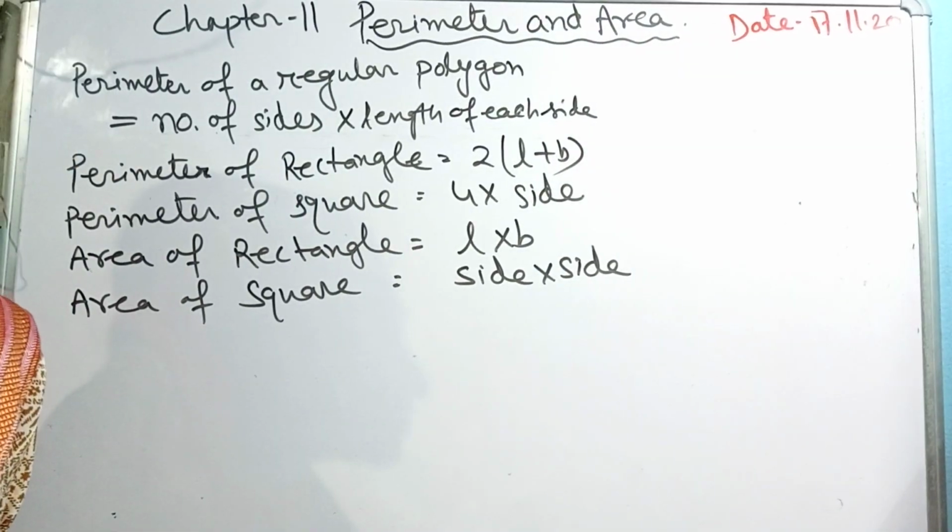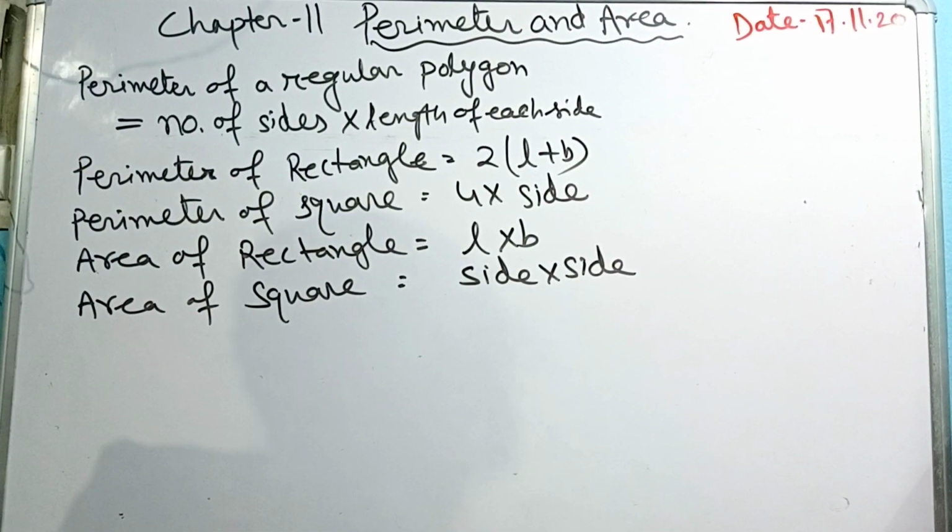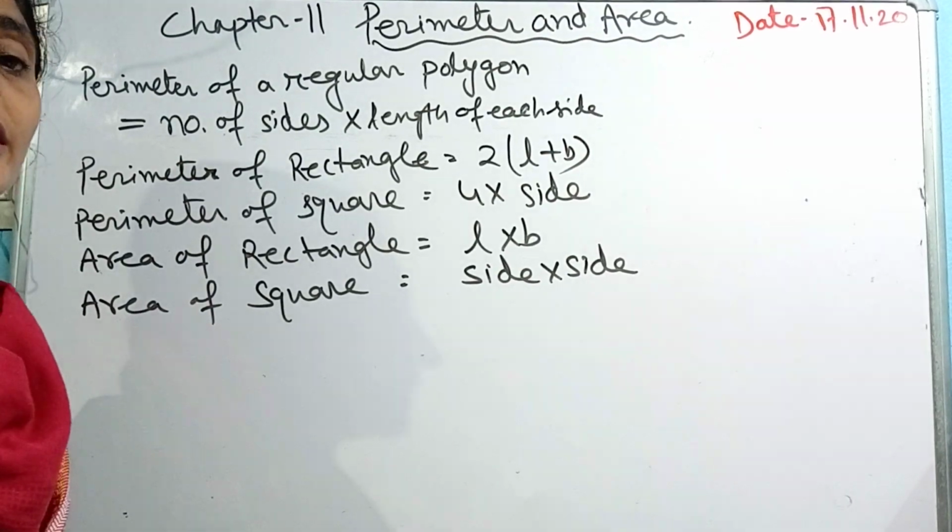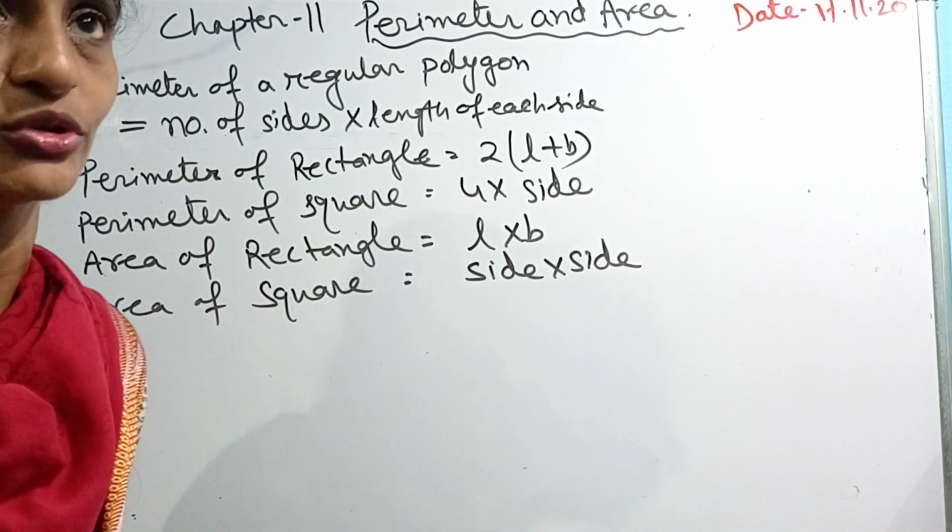Good evening, students. Today we are going to start a new chapter, chapter 11. This is perimeter and area. You are familiar with this chapter also.